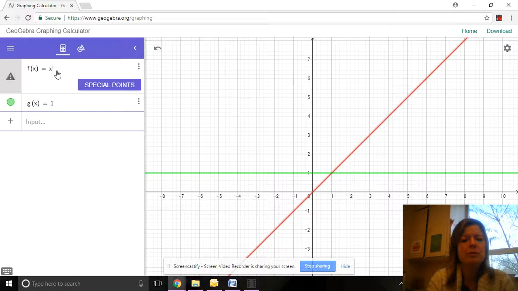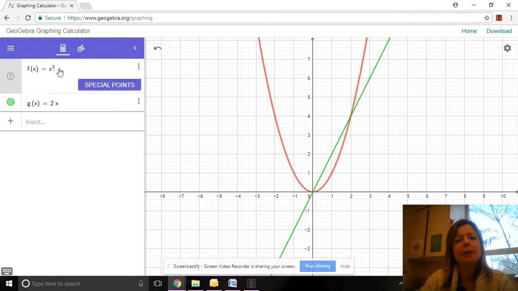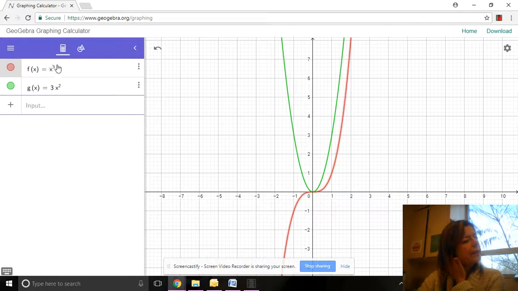Notice though if I do x squared. We found the derivative function of x squared yesterday, so we know that the derivative of x squared is equal to 2x. Notice that the derivative of a quadratic function is a linear function. Okay, what about x to the power 3? Well, notice here, x to the power 3 has a derivative of 3x squared. That's interesting.